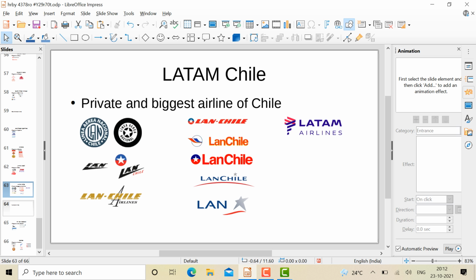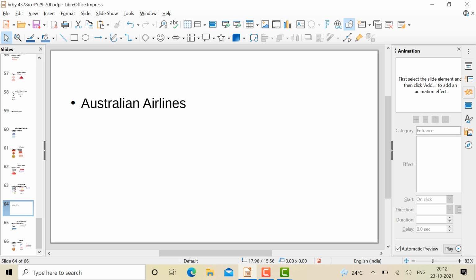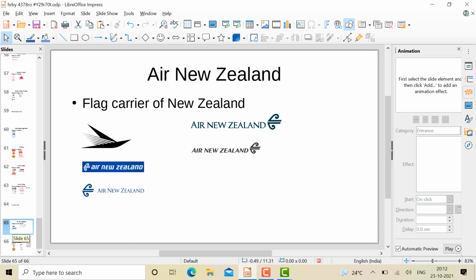Our final chapter is the Australian logos, which are only two. So our first airline is Air New Zealand. The flag carrier of New Zealand. First we have this kind of like it looks like a bird. And then it looks like the wind was blowing, and the name Air New Zealand written next to it.